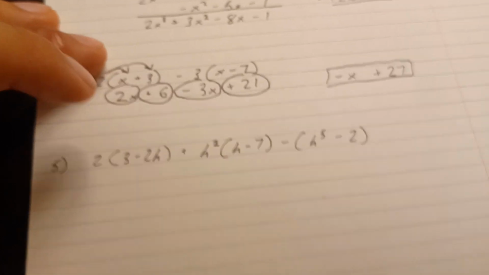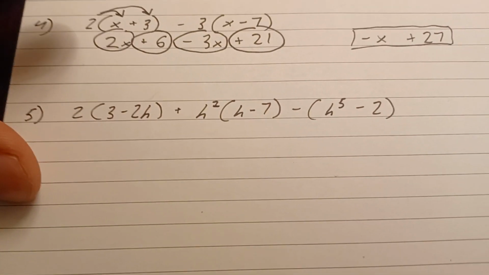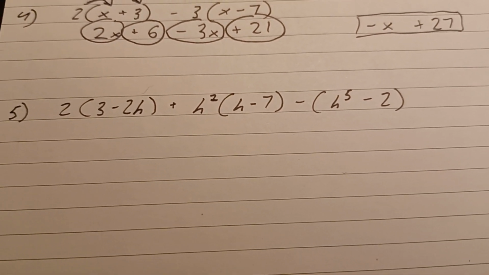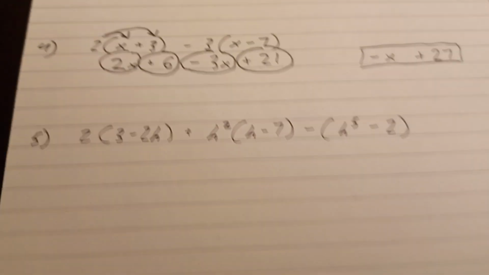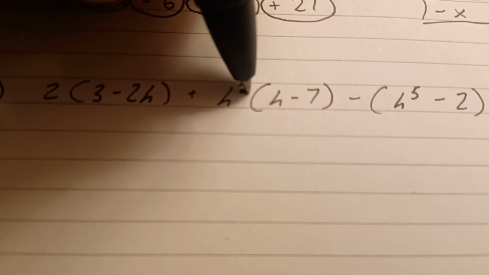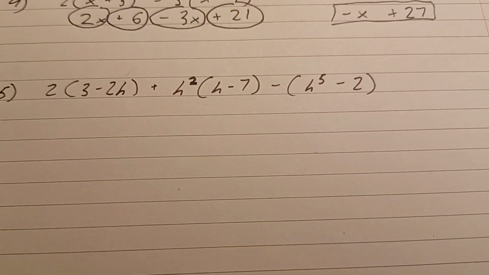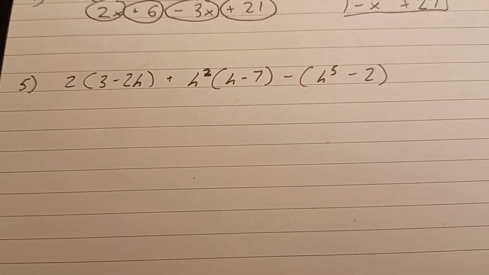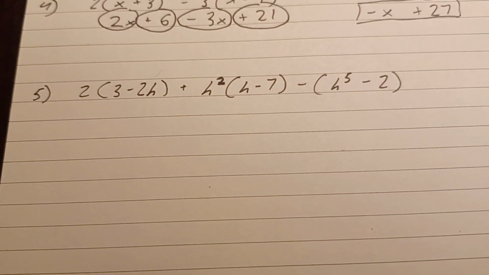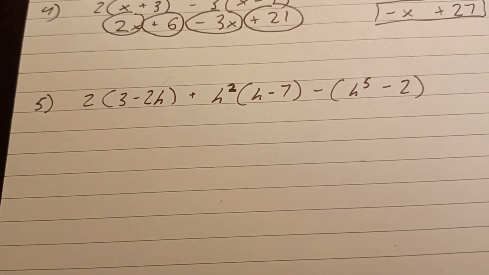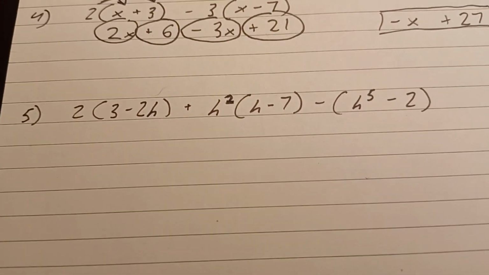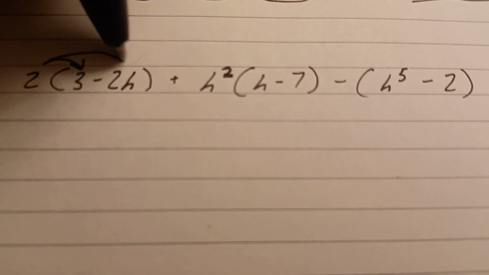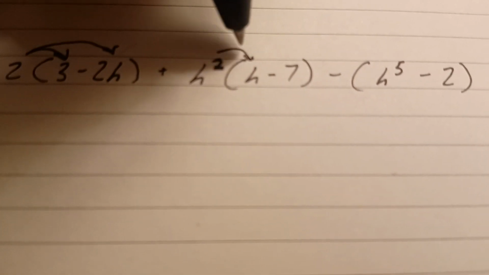Let's move on to the last one, number 5. Now we have 2 times 3 minus 2h plus h squared. That's a squared, by the way. I know it doesn't look like one, but that's a squared. Times h minus 7 minus h to the 5th power minus 2. Alright, so again, we're going to have to do the distributive property on each term. So you get the idea, the distributive property, right? I'm not going to draw the rest.